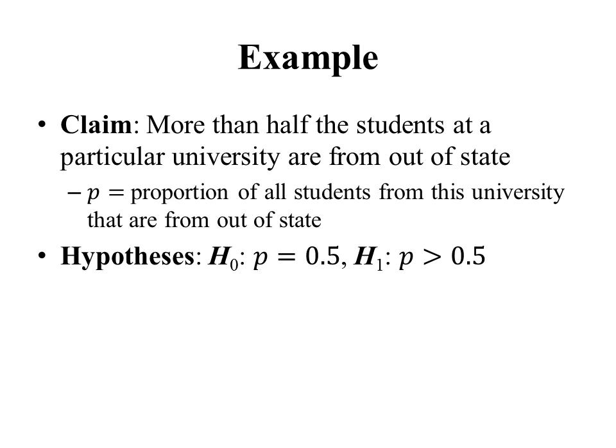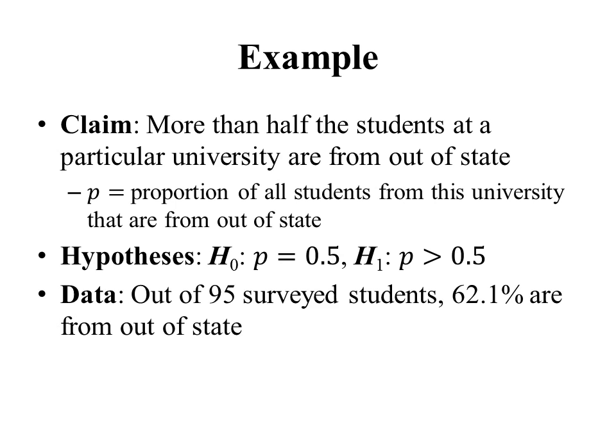and the alternative is that p is greater than 0.5. To test these hypotheses, we went out and collected some data by surveying 95 students and found that 62.1% of them are from out of state. Now this sample proportion of 62.1% is what we generically call the sample statistic.